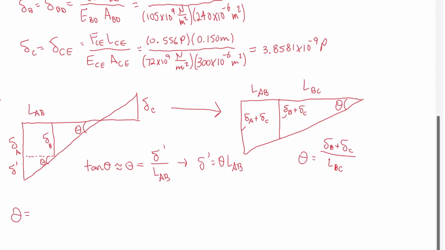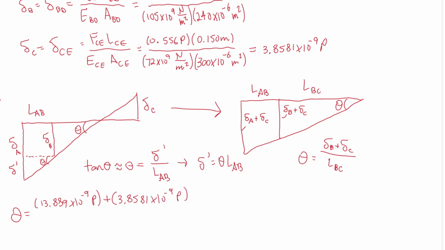And then I'm going to scroll down a little. We're basically going to plug in the stuff that we got before. So our delta B is going to be 13.889 times 10 to the negative 9th times P. Our delta C is going to be 3.8581 times 10 to the negative 9th times P. And then all that is going to be over our LBC, which is 0.225 meters. And our theta then just becomes 78.876 times 10 to the negative 9th times P.